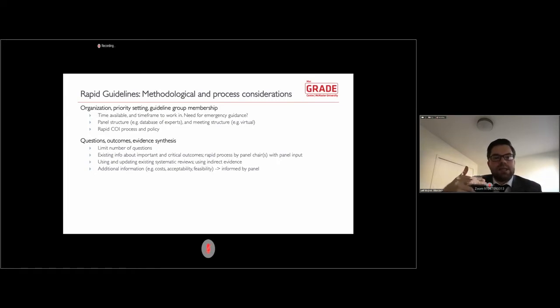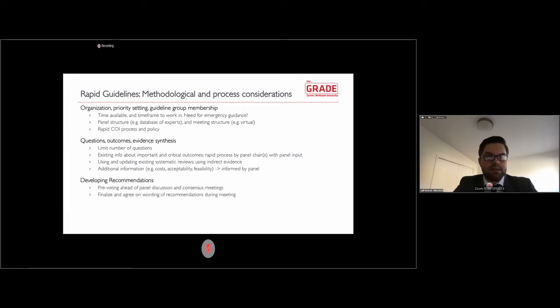For steps such as obtaining additional information about cost, acceptability, feasibility, where there may not be time to conduct a full systematic review or there isn't an existing systematic review, we may use input from the panel to suggest specific studies, for example, and obtain information on these additional factors. Again, one area where we could cut down potentially on time.